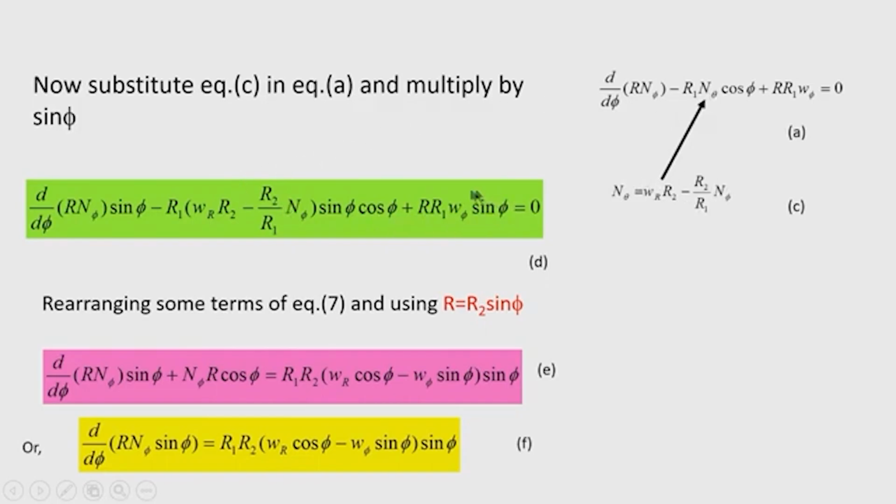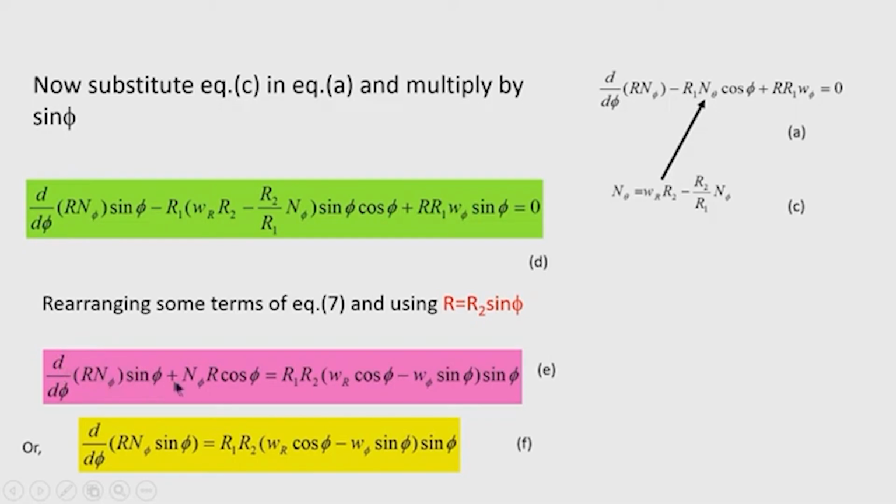Then other quantities are there already, and then rearranging some terms of equation 7 and using r equal to r2 sin phi, we now obtain the differential equation in this form: d by d phi of (r n phi sin phi) plus n phi r cos phi equal to r1 r2 into (w r cos phi minus w phi sin phi) into sin phi. This equation now has to be integrated.